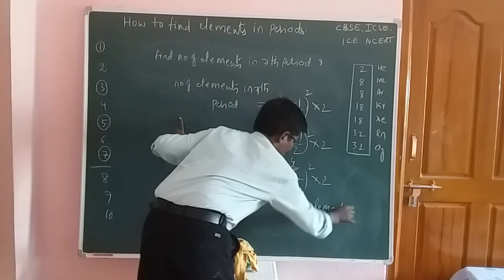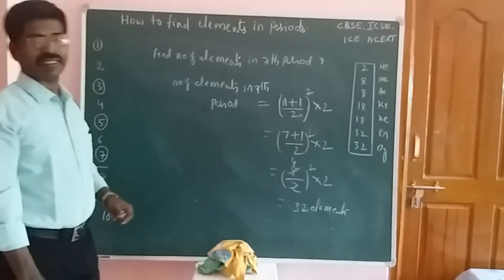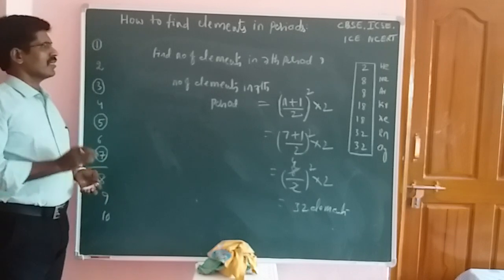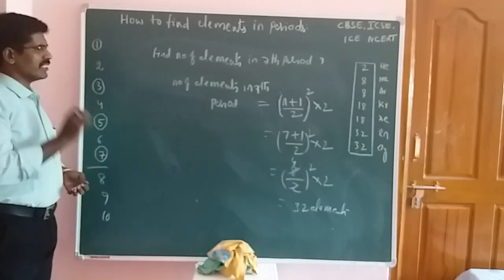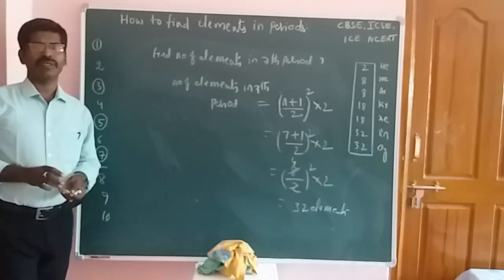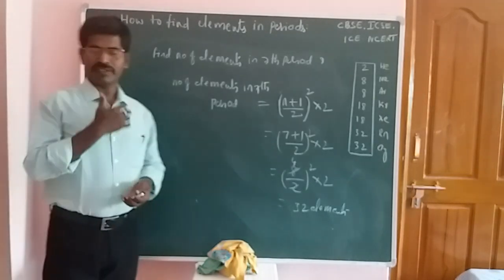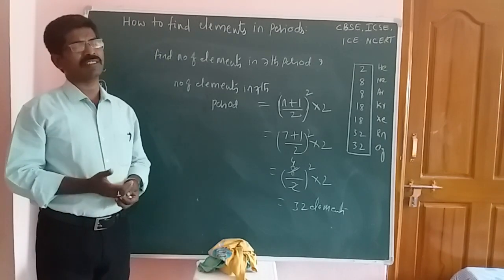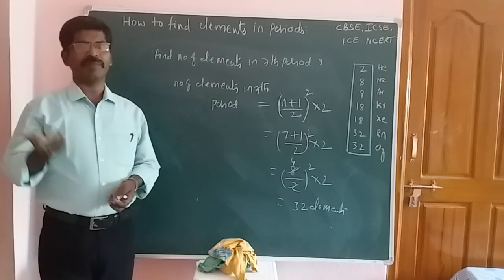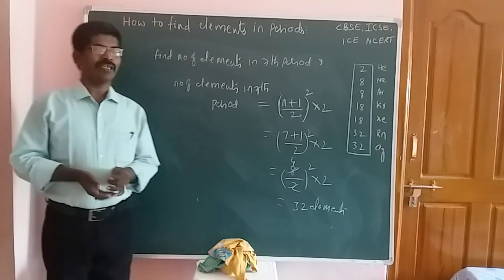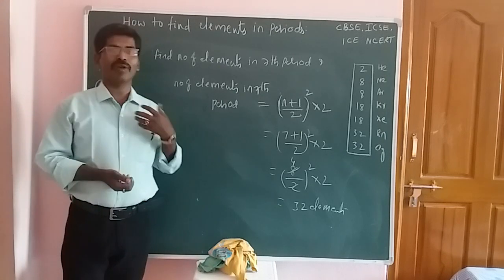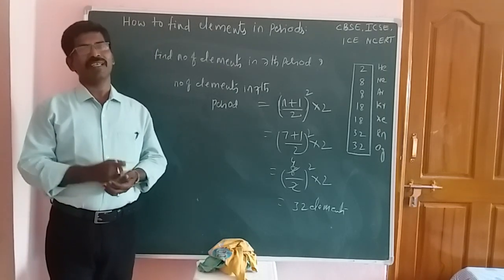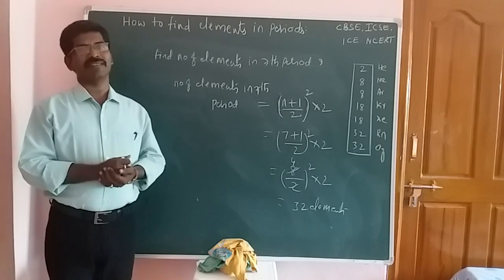Okay, so these are the important tricks to find the number of elements in each and every period. I hope it is complete. It is very useful to you to find the number of elements in each and every period. So students, listen. After completion of this one, next we have another important trick: how to write the electronic configuration.